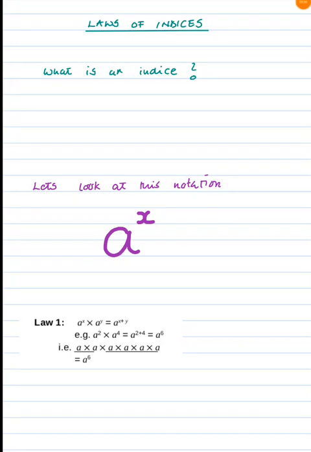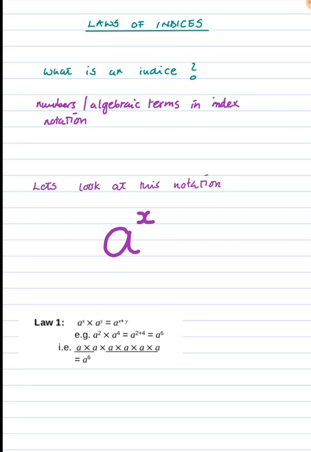We would want to look at laws of indices. So first of all, what is an index? Indices are basically numbers or algebraic terms that are in index notation. So you can define them as numbers or algebraic terms in index notation.